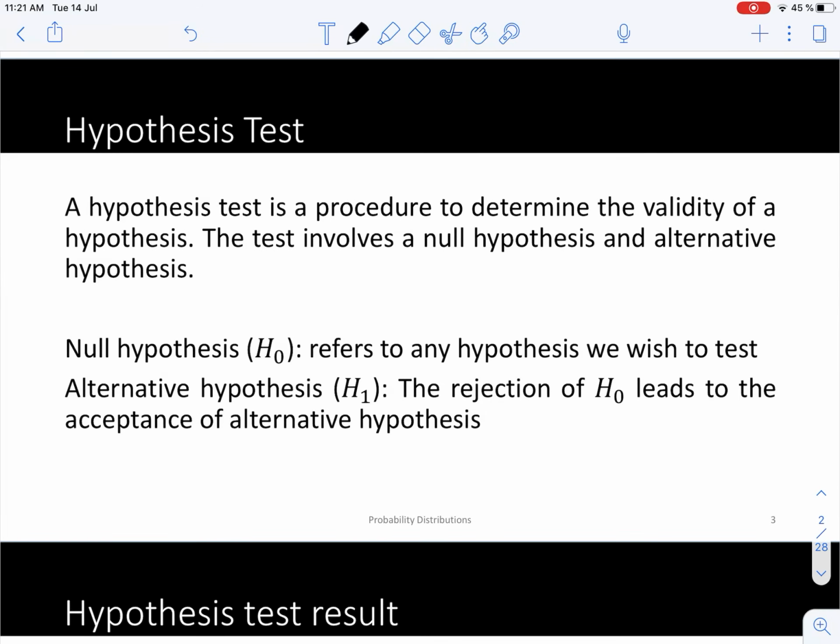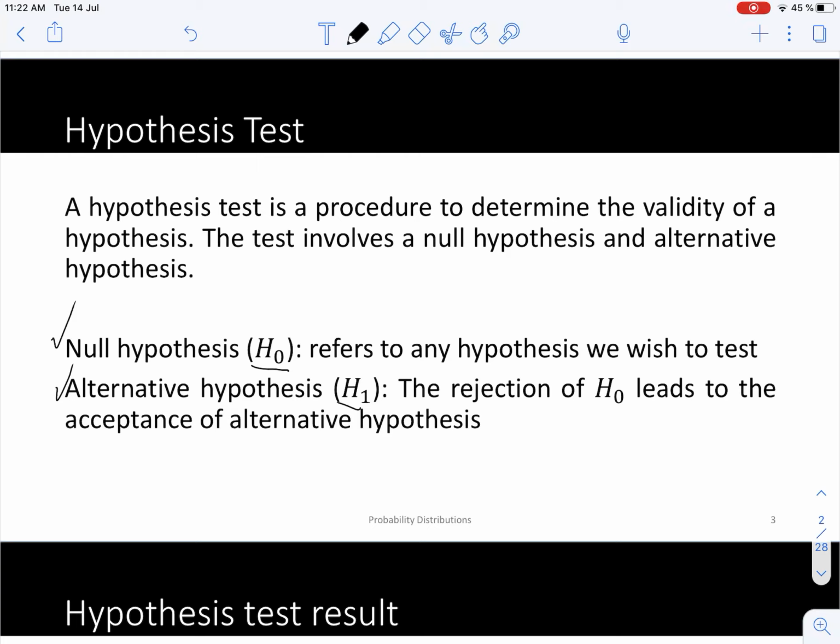Now, the hypothesis test requires two hypotheses. So every time we're going to set a problem and we're going to solve it, first we need to define what are our two hypotheses. So we will have what we call the null hypothesis and the alternative hypothesis. So H0 represents the null and H1 represents the alternative.